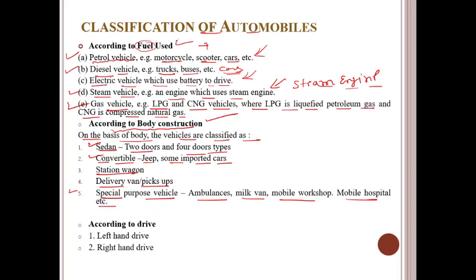Now another classification, guys, is according to drive. There are two types of drive we have. One is the left hand drive. Second is the right hand drive. In India we know the vehicles are right hand, and in America there is left hand type. So this is the simple classification.